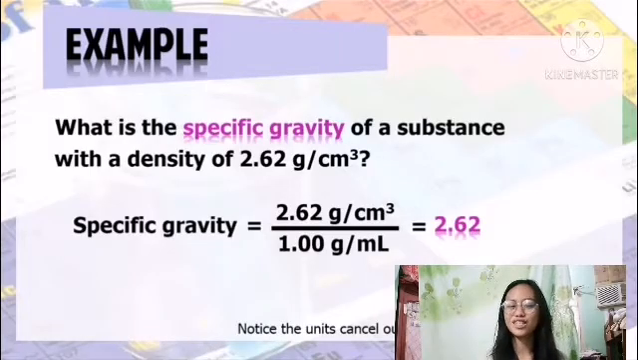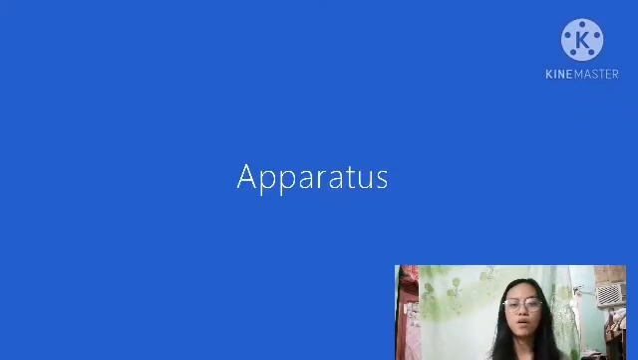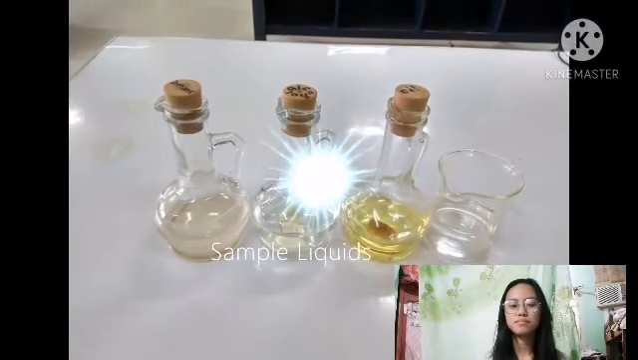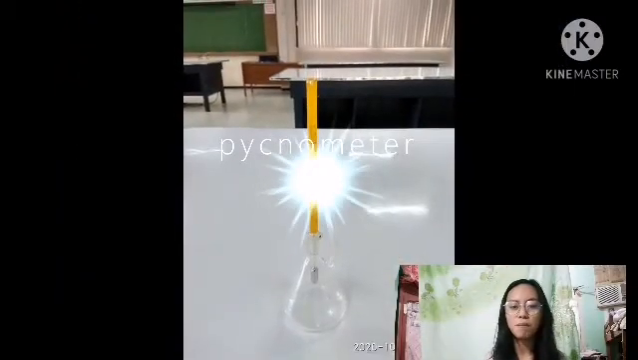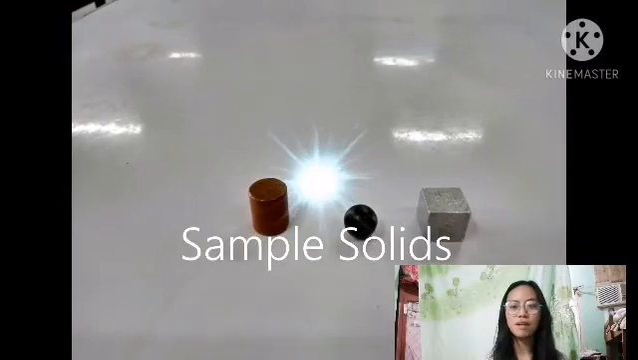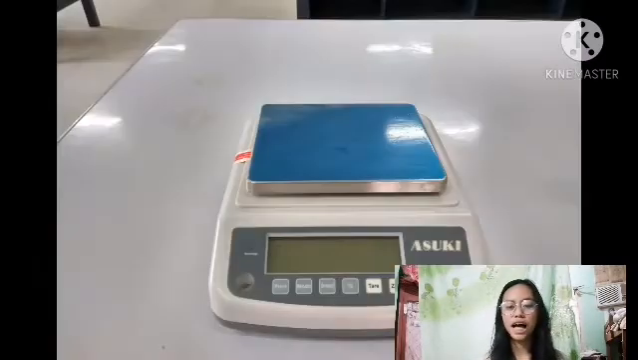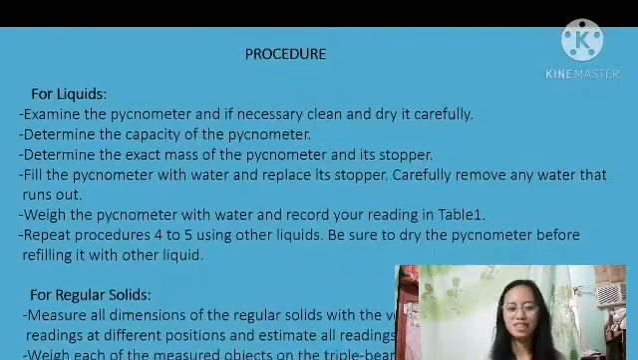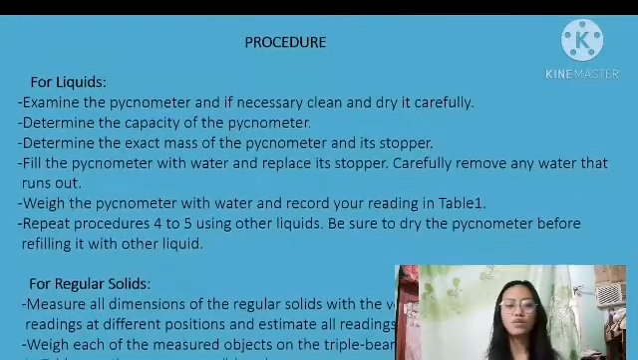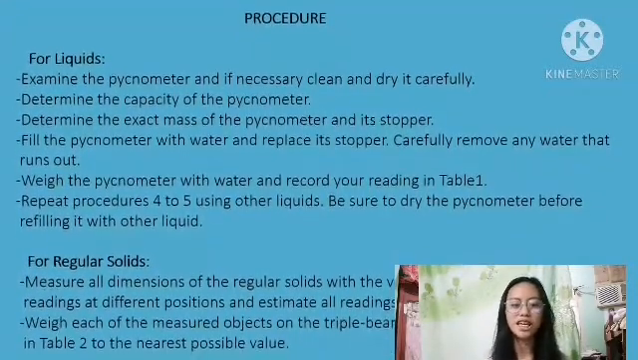Now, let's have an experiment. For this experiment, we're going to use the following apparatus: sample liquids, pycnometer, sample solids, micrometer caliper, and an electronic weighing scale. These are the procedures that we must follow in performing this experiment.